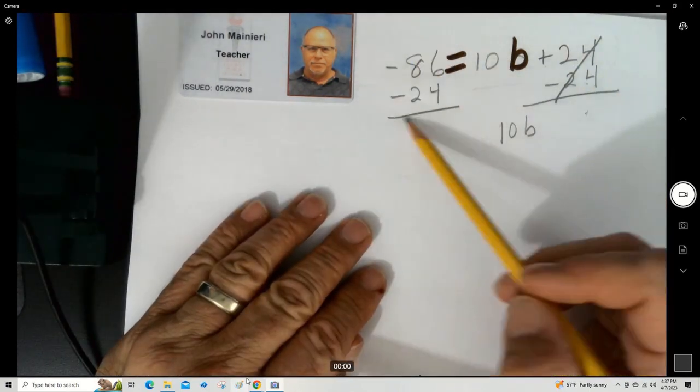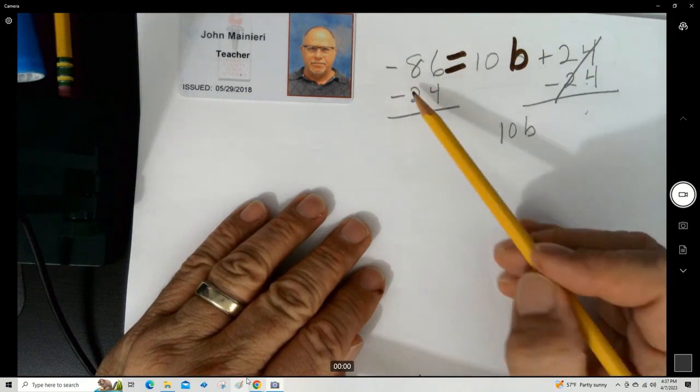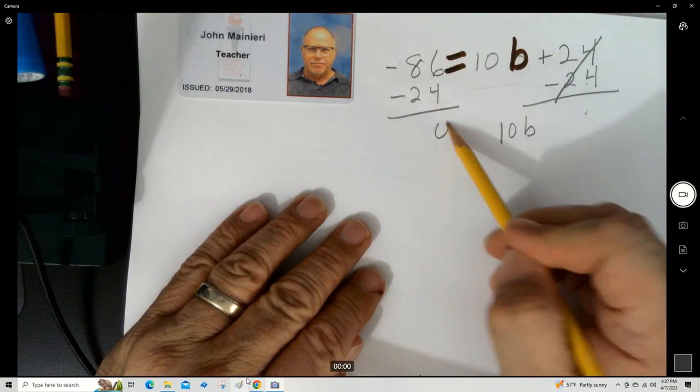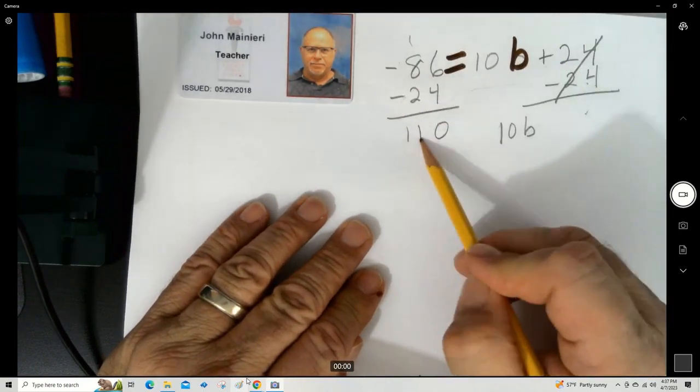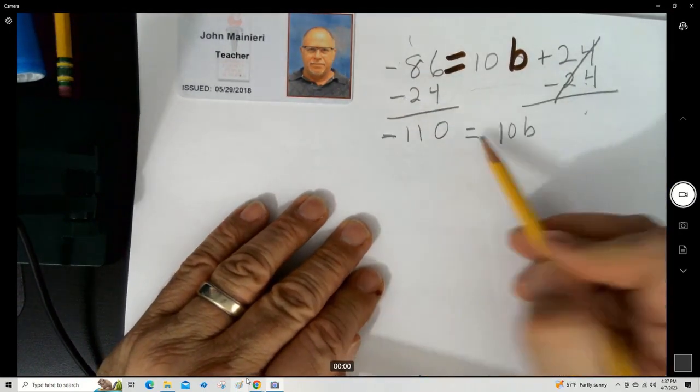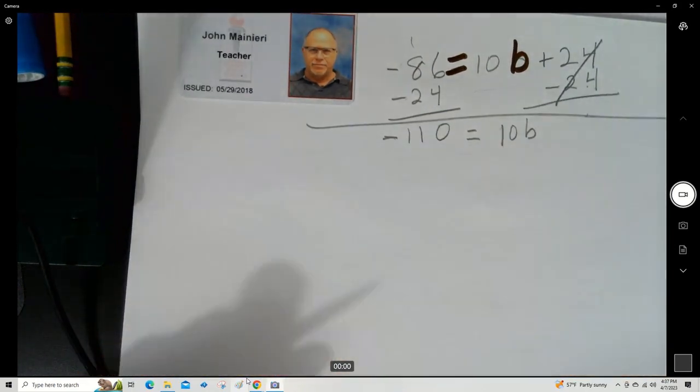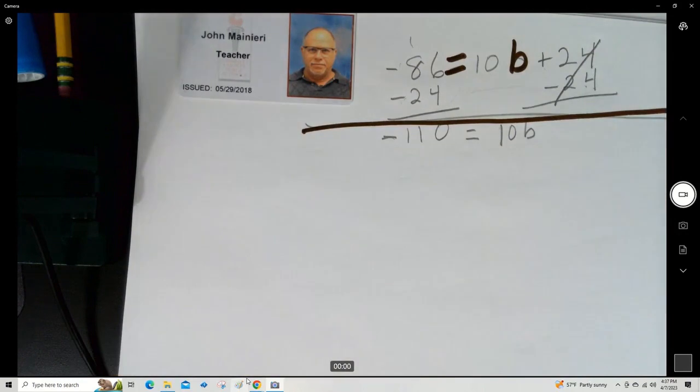Now we go to our rules. We've got to remember our rules. We're adding the same numbers with the same sign, so we add and we keep the sign. There we go. I'll draw a line here thick so you can see we're going to the next step. So we have negative 110 equals 10b.